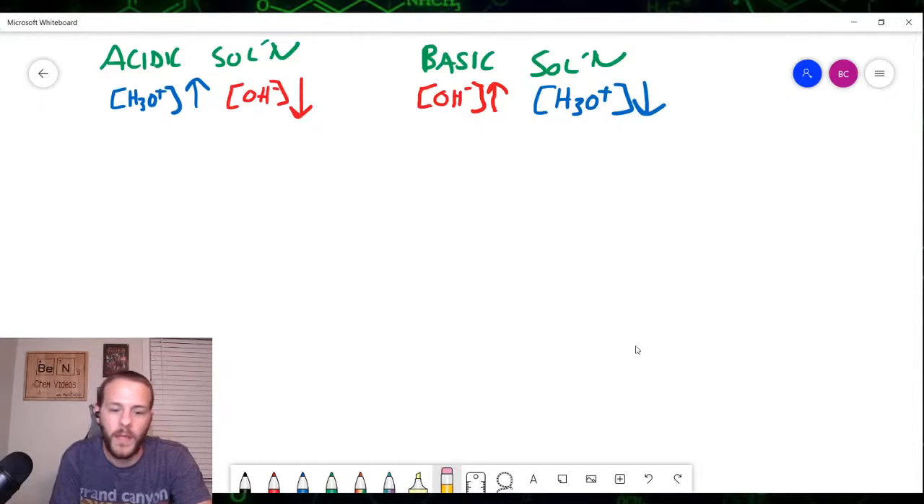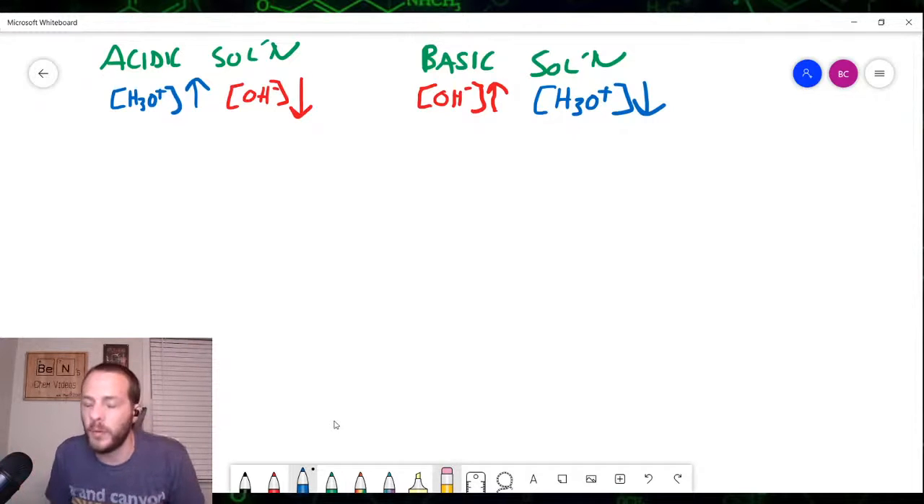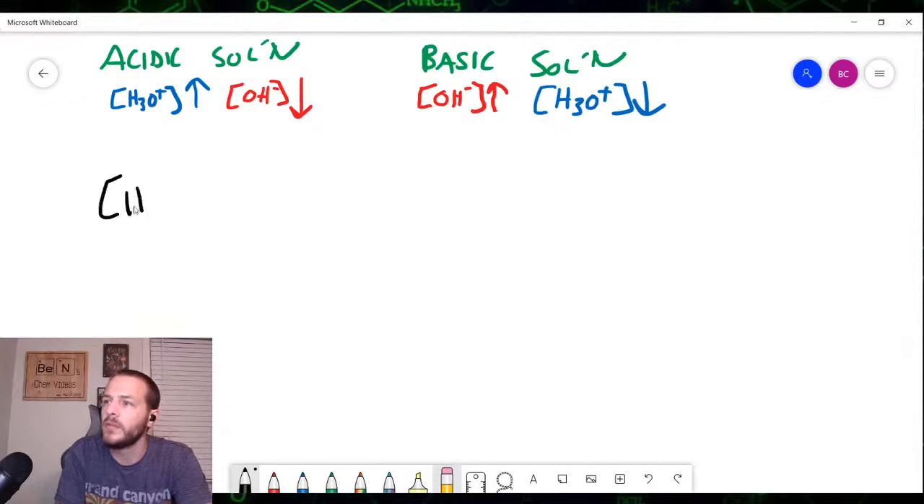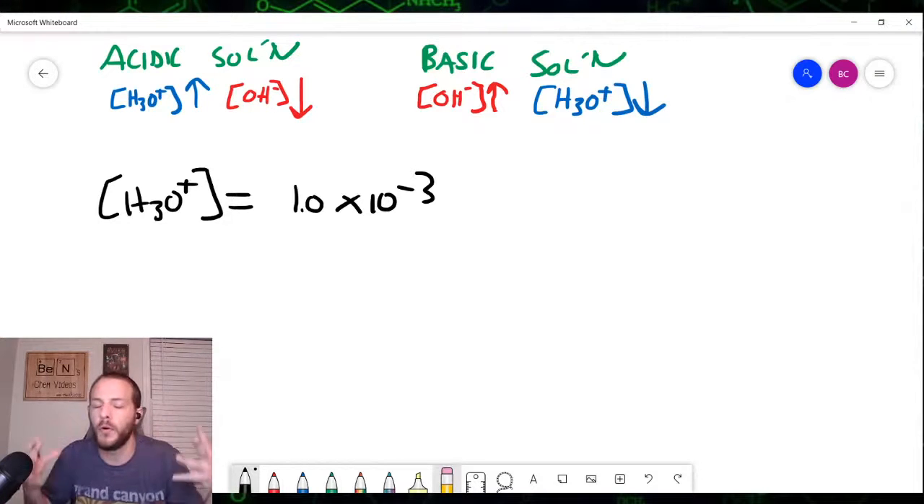So let's say that I have a sample of water, and I add some acid to it. Previously, the concentration of hydronium ion used to be 1.0 times 10 to the minus 7. But let's say I add so much acid that the hydronium ion concentration, the concentration of H3O plus, is equal to 1.0 times 10 to the minus 3. So again, I have some water. Originally, it was 1.0 times 10 to the minus 7. I added some acid in there. Now my H3O plus concentration is 1.0 times 10 to the minus 3.